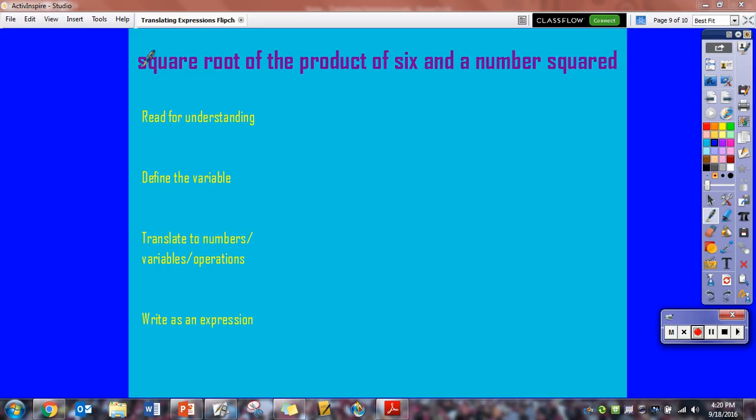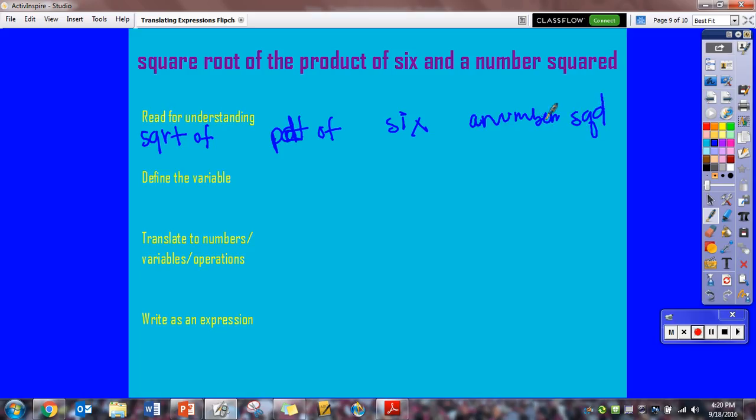Alright, last one. So we have the square root of the product of 6 and a number squared. We've got a lot going on here, so we're going to break it up. I'm going to abbreviate so that I can fit it all. So I've got the square root of the product, I'm going to abbreviate this one too, product of, I've got 6, and then I've got a number squared. Okay, so define the variable, so I've got n.